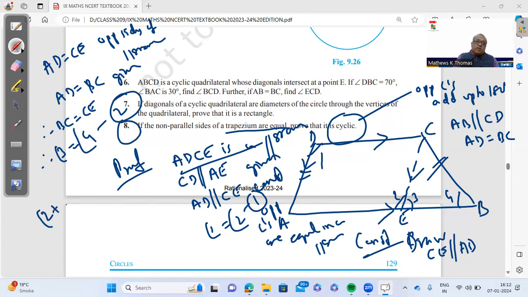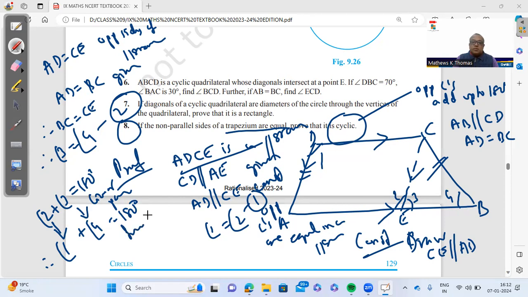Now 2 and 3 form a linear pair, so 2 plus 3 is 180. Now instead of 2, I can replace it with 1 because we have already proved that 2 and 1 are equal. And instead of 3, I can write 4 because I have proved that 3 equal to 4. So what will I get? 1 plus 4 is 180. So angle 1 plus 4 is 180. Opposite angles are adding up to 180. Therefore, what can I say? ABCD is a cyclic quadrilateral, or ABCD is cyclic. So very important question. If non-parallel sides of a trapezium are equal, prove that it is cyclic.